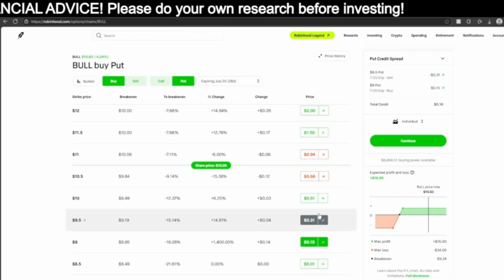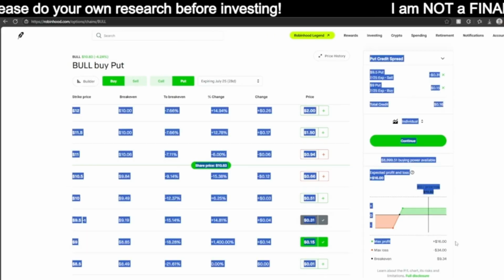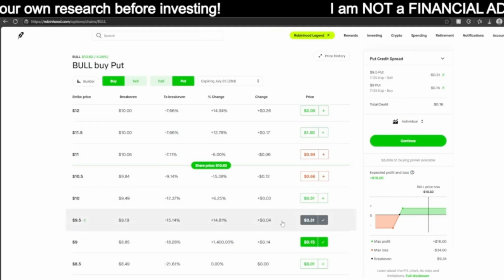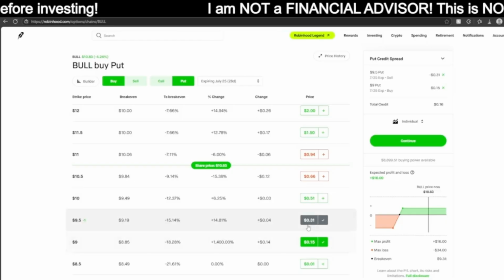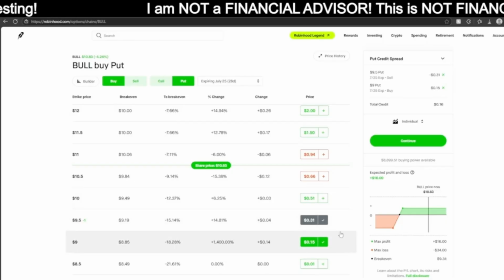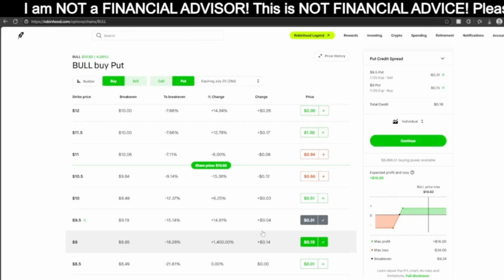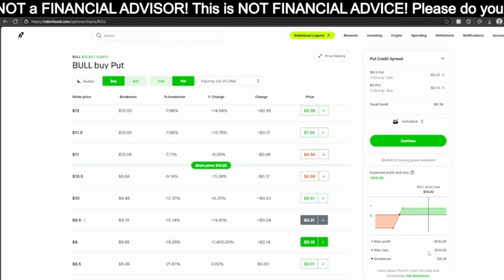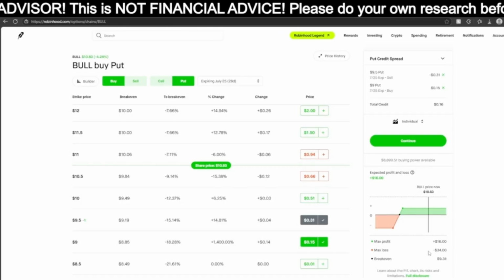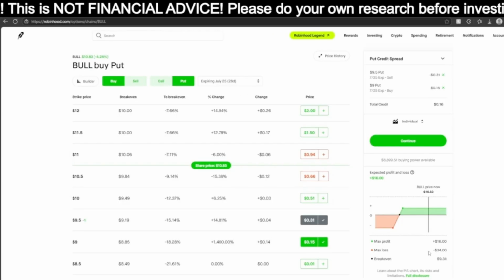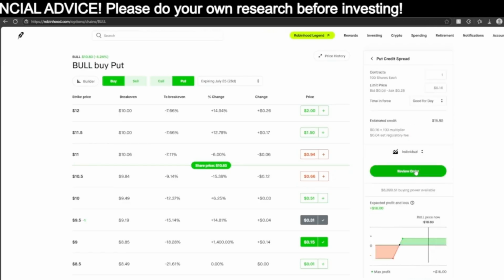And basically what happens is the difference in these two premiums is what you get paid up front. Because again, you're getting paid this much, but you're buying this one. How much I get paid versus how much I'm buying it for gives me a difference of $16 here. But what you also notice is that your max loss is only $34. So this trade right here will pay you $16, and all you need is $34 in collateral. And that's what it takes.